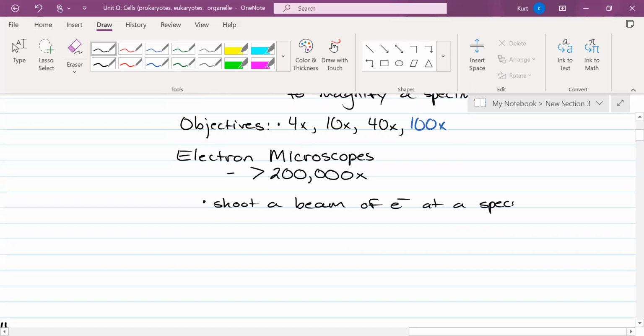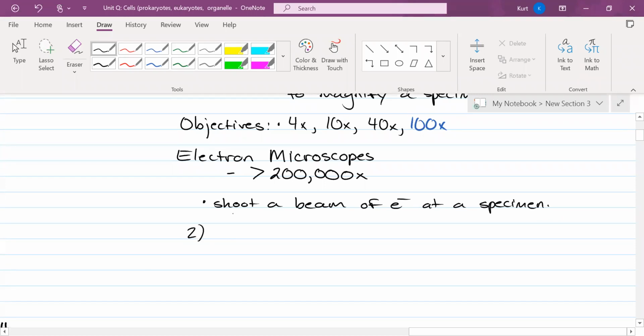Now, because this is shooting electrons, the specimen must stay still. Also, because you're shooting a beam of electrons at the specimen, it needs to be dead. It cannot be moving. And even if you had it paralyzed, shooting the electrons at it would kill it. And so the specimen needs to be dead. Being dead will ensure that it's not going to be hurt and that it will not move.